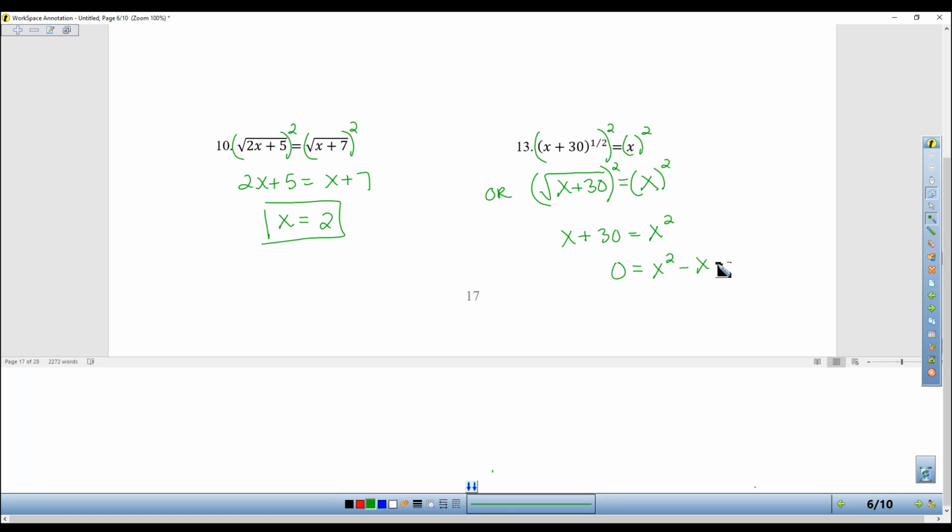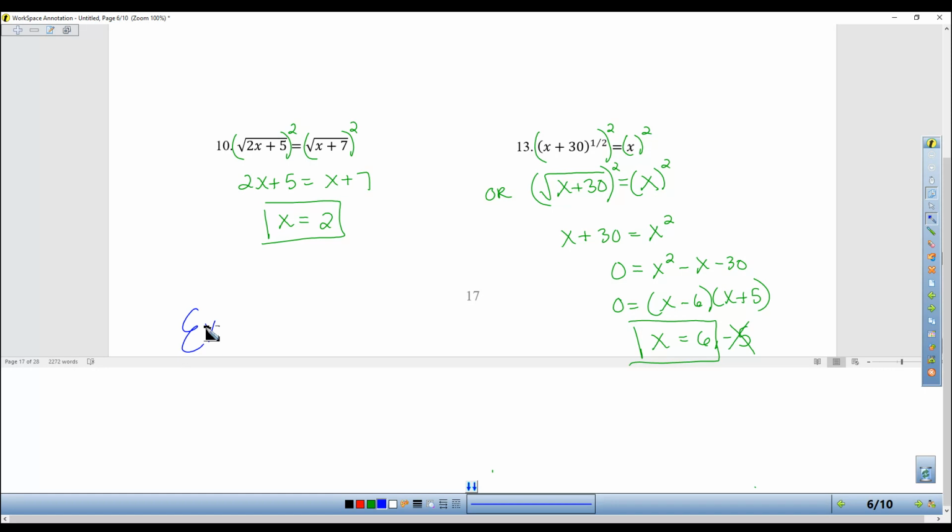X squared minus x minus 30. 0 is equal to x minus 6 times x plus 5. X is equal to 6 or negative 5. And if you plugged those back in, you would see the negative 5 didn't work. So the only answer is 6. The negative 5 is what we call extraneous.